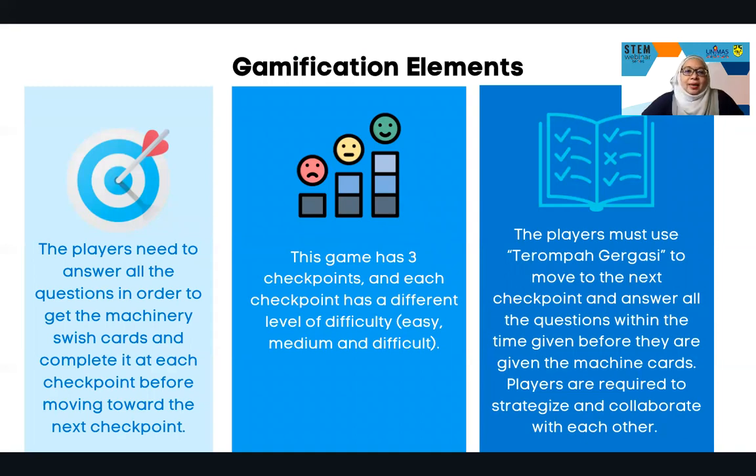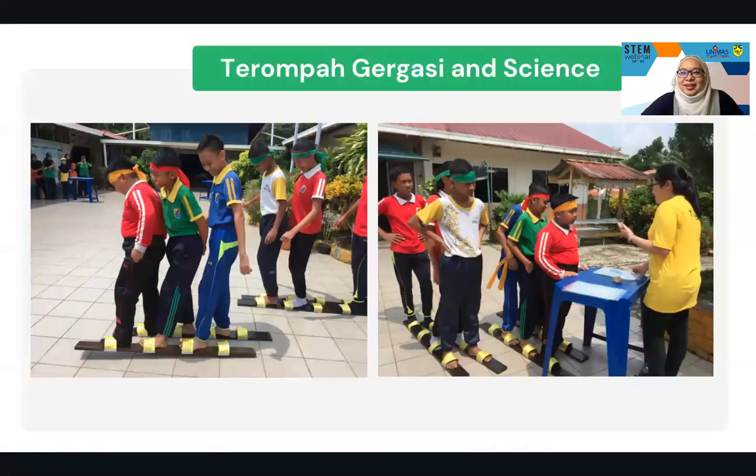And the gamification elements that were included in this game that we built, the players would need to answer all of the questions in the 3 levels. There are 3 levels, 3 checkpoints in the game. They have to wear the trompa gagasi, and they have to move forward, and they have to answer questions. They have to pick up the cards as they move along. They have to answer questions, and then put it together collaboratively with their friends. So this is an example of how the trompa gagasi looks and how it is being played.